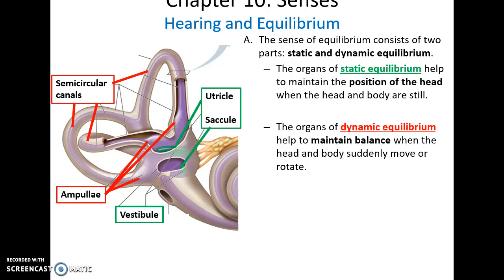Static equilibrium is basically the position of the head relative to gravity, and it is localized to the vestibule area, specifically utricle and saccules within the vestibule. And then dynamic equilibrium, helping to maintain balance, has to do with the movement of head and body. Dynamic equilibrium is localized to the ampulla of the semicircular canals.